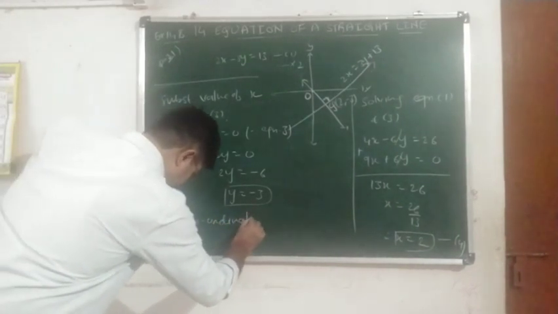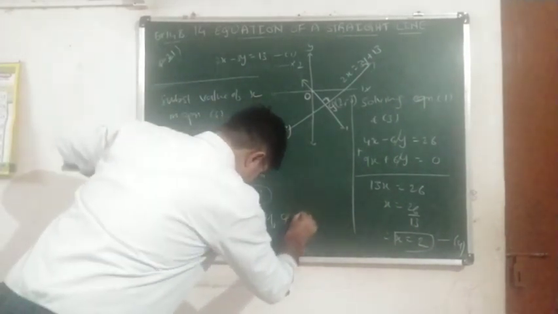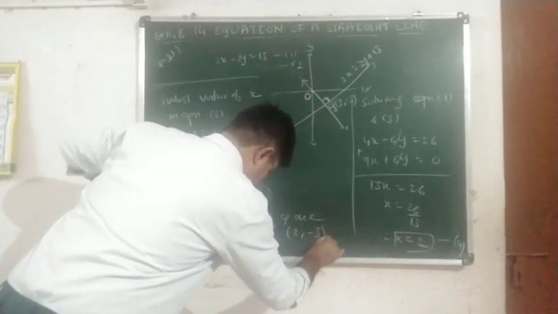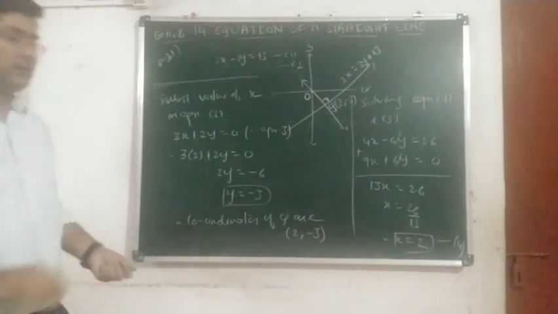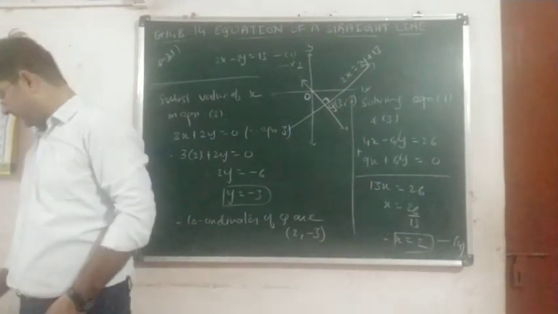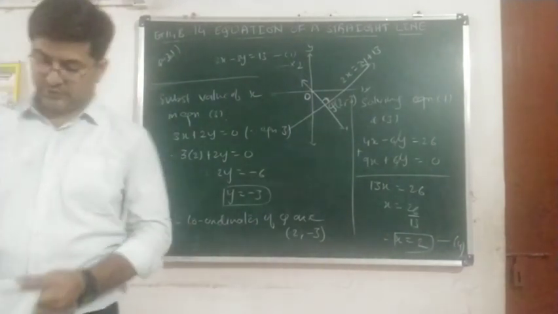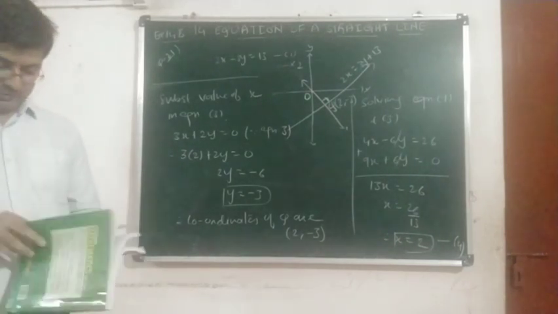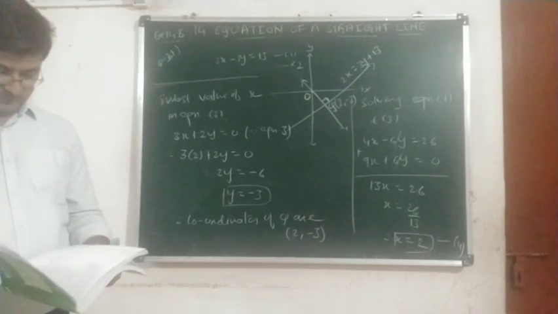So let us write down the final statement, and therefore the coordinates of Q are 2, minus 3. This is the final answer. Okay, so question number 21 is also over. Now we will solve question number 22.